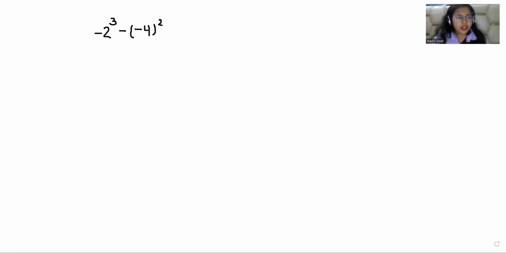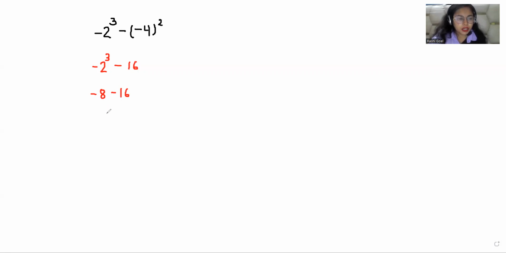My name is Rashi Goel and in this video we are going to solve this expression with the help of the BODMAS rule. So according to BODMAS, we know that first we have to solve the bracket. So we write the number minus 2 power 3 minus, so minus 4 square is plus 16. Now minus 2 cube is minus 8 minus 16. And now minus minus is plus.